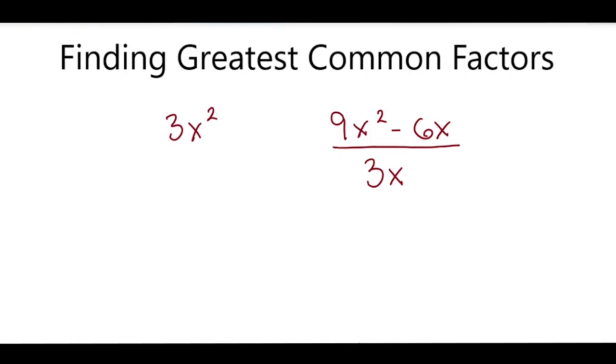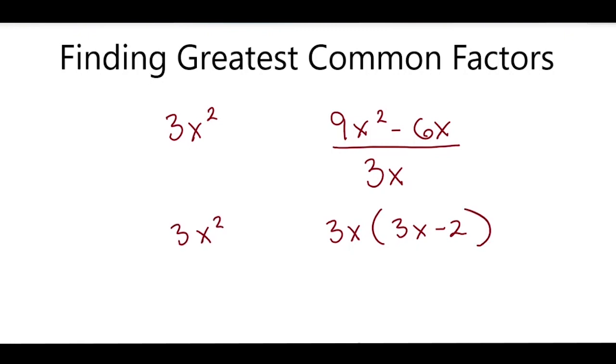Well, here I see that I have x to the first power. So when I divide both of those, I'm left with 3x times 3x minus 2. And I'll bring down the 3x squared.